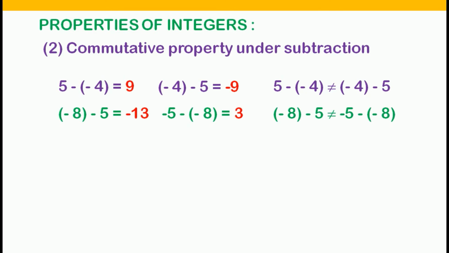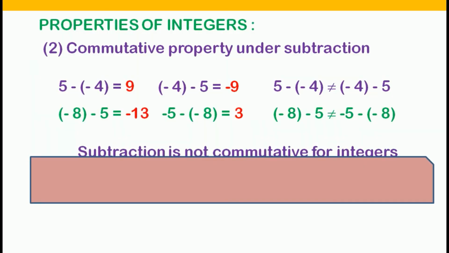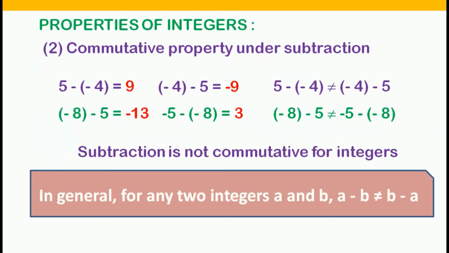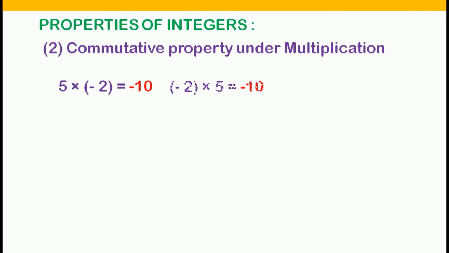Minus 8 minus 5 is not equal to minus 5 minus minus 8. So we can conclude that subtraction is not commutative for integers. In general, for any two integers a and b, a minus b is not equal to b minus a. Now, commutative property under multiplication.